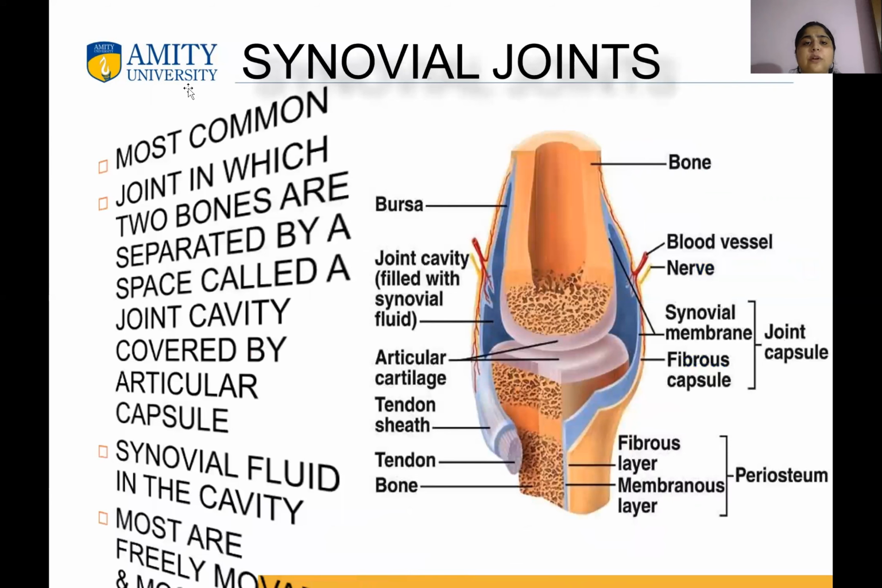Next, the synovial joints. These are the most common joints, in which two bones are separated by a space called a joint cavity, covered by an articular capsule. Synovial fluid is in the cavity, and most are freely movable. This is how they look. They have a blood vessel, nerve, synovial membrane, fibrous capsule, fibrous layer, membranous layer, articular cartilage, tendon, and bone connected to each other.